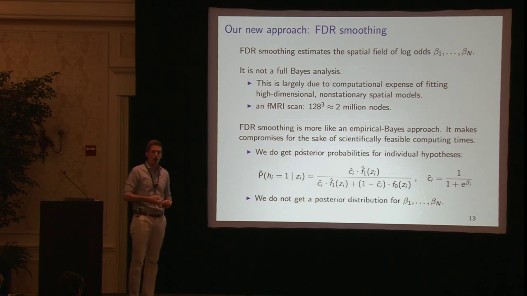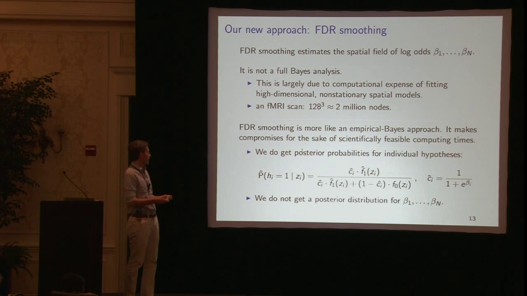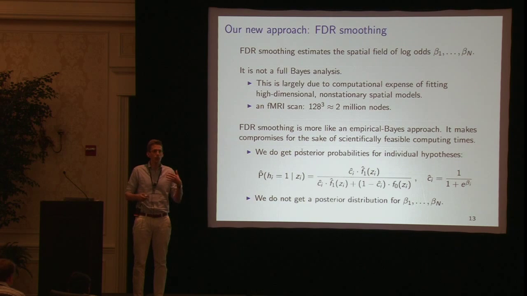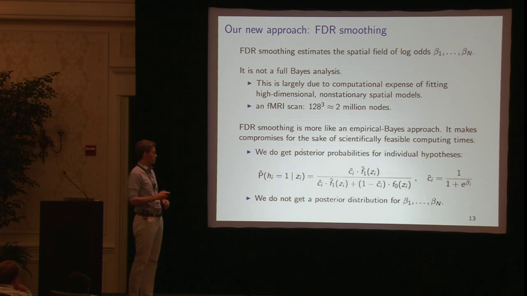So you'll get posterior probabilities, and an individual z-score comes from the signal population. But what you don't get is a full posterior distribution for this underlying surface of log odds. This is the sense in which, in empirical Bayes, you can think of this underlying graph of log odds as a nuisance variable, and we're going to plug in an estimate for that spatial field subject to a penalty that enforces spatial smoothing.